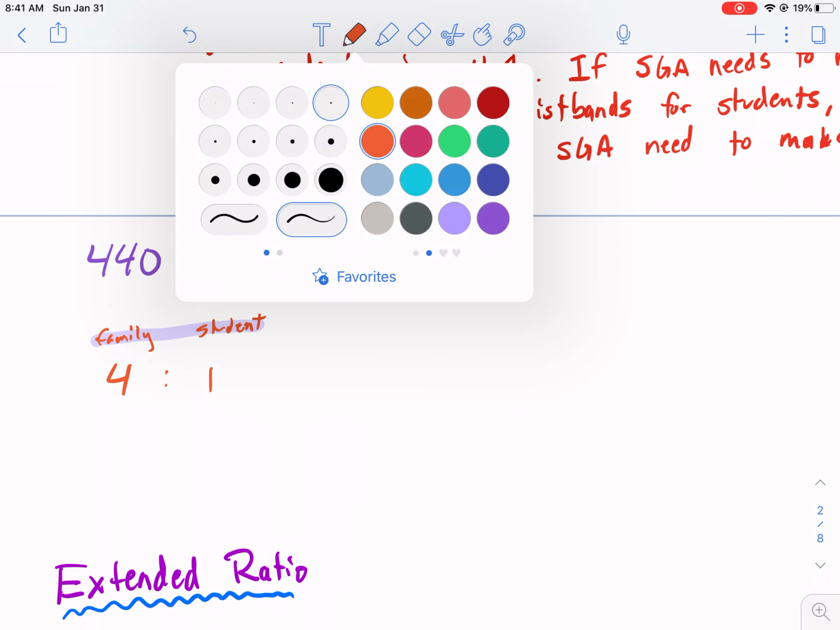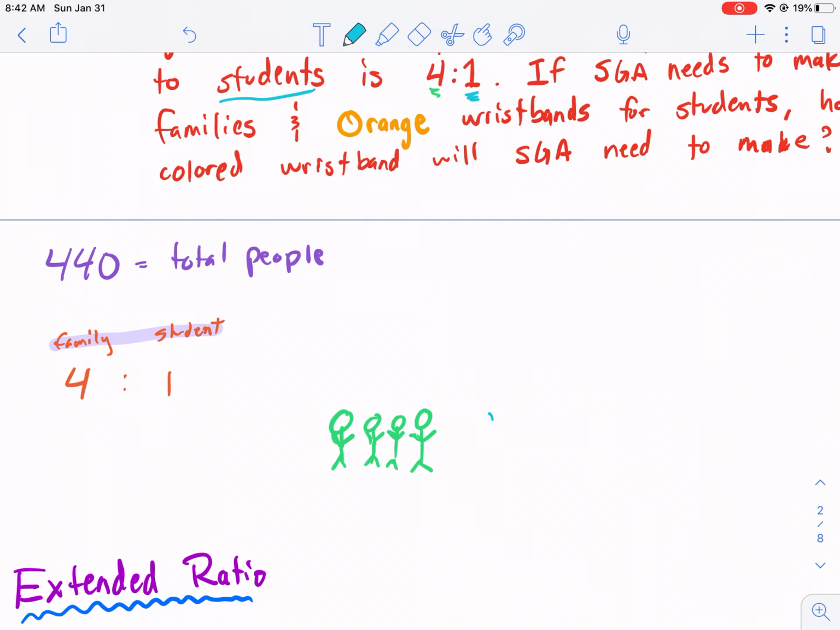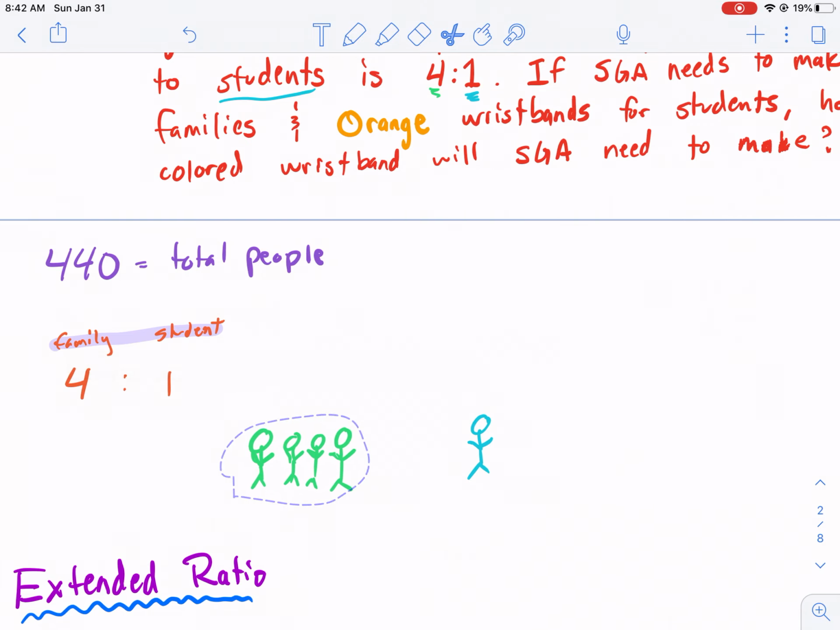So let's visualize this. Let me go ahead and get this set up with the different colors. We have 1, 2, 3, 4. Okay, so this represents 4 family members, and this represents our student. Now, for each one of these students that come in, he comes to school. He's going to bring 4 family members. Hey, mom, dad, brother, sister, whatever, okay? So we get 4 family members. Now, for each student that comes, what's the total? The total is going to be 5 total people for each student.